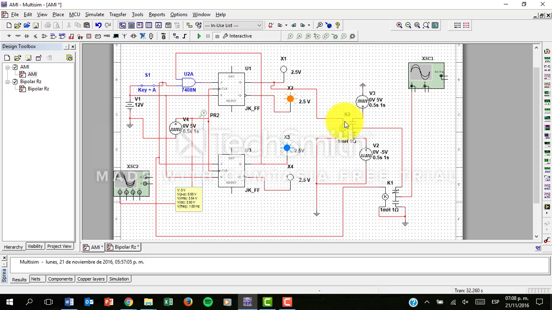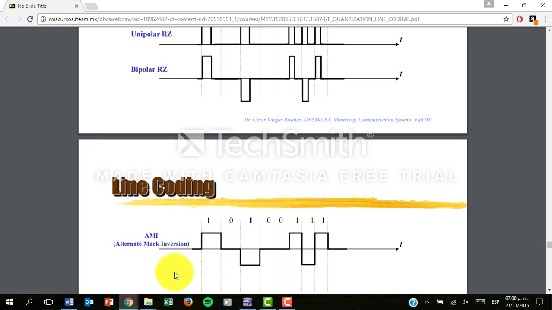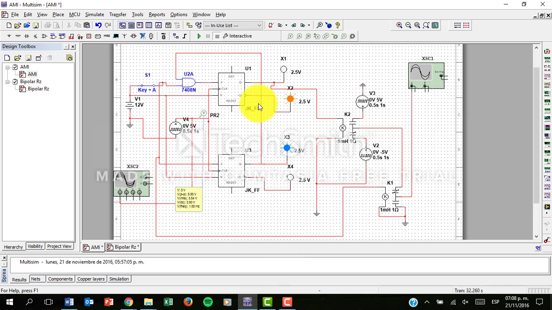Next, a signal from this flip-flop was connected to a relay. This relay is going to choose which signal is going to be sent to our output. Here, we are going to check our output. Basically it's the same signal, just that one is going to be positive and one negative, for creating this change from positive to negative.